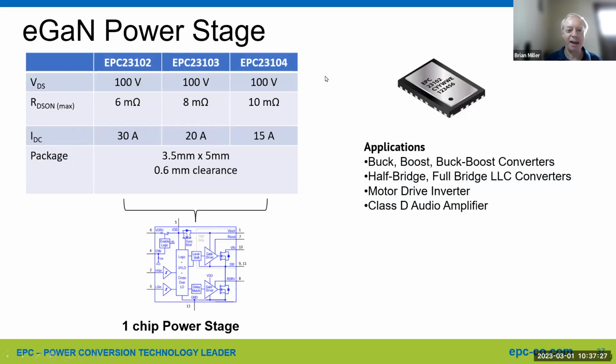The package part is a GaN IC. There's a series of 3 that can do 30 amps, 20 amps, and 15 amps. All in this size package, 3.5 by 5 millimeter.